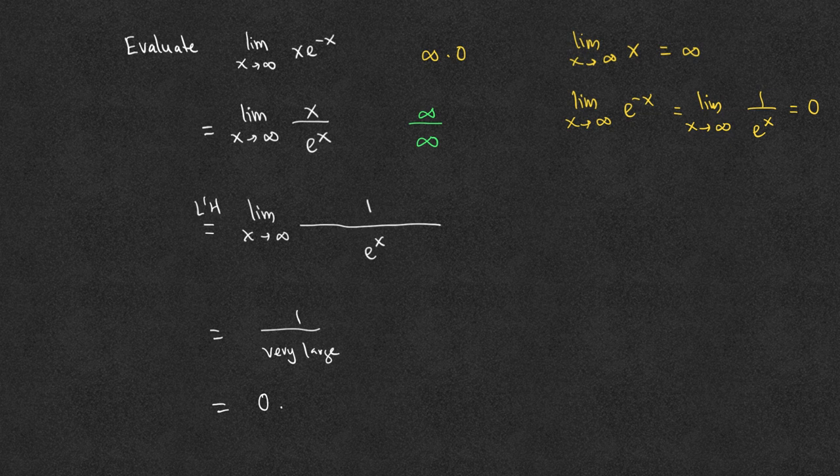We see that the denominator is a very large number because as x goes to infinity, e to the x goes to infinity, and 1 over infinity is a very small number.